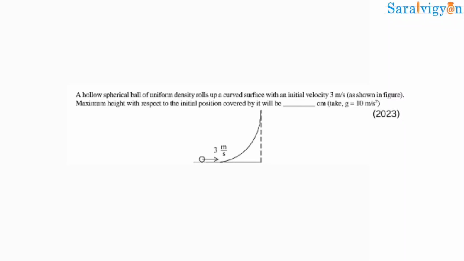A hollow spherical ball of uniform density rolls up a curved surface with an initial velocity of 3 meters per second. The maximum height with respect to the initial position covered by it will be dash centimeters. So now we are given the values. Initial velocity v0 is equal to 3 meters per second, and we have to find h max.